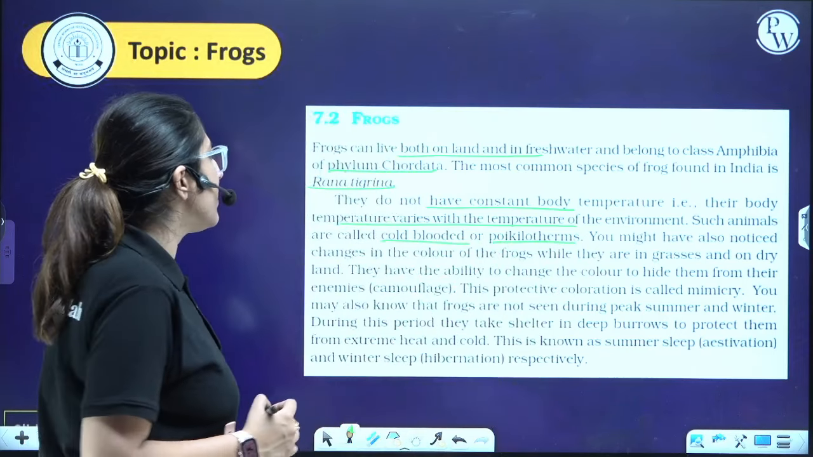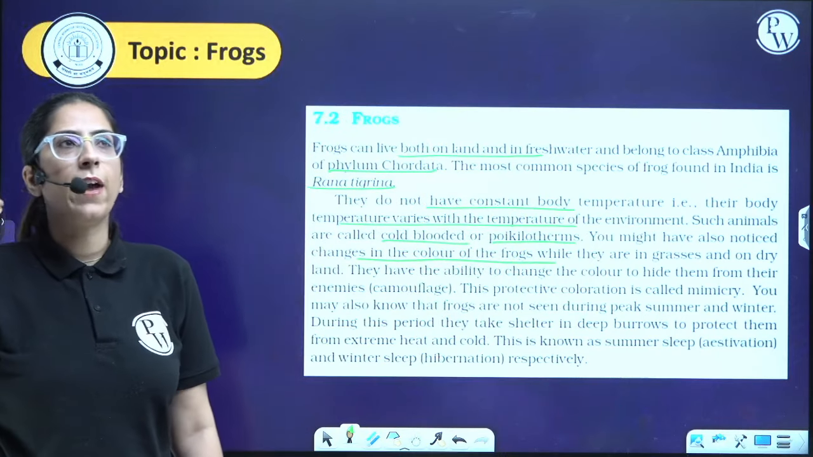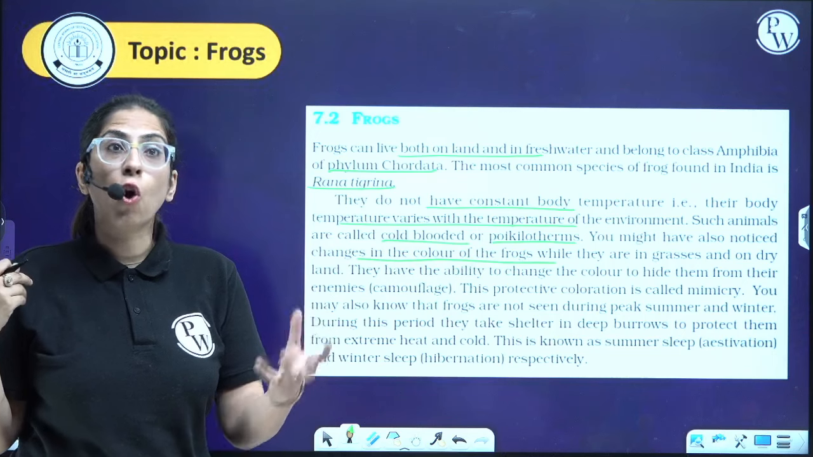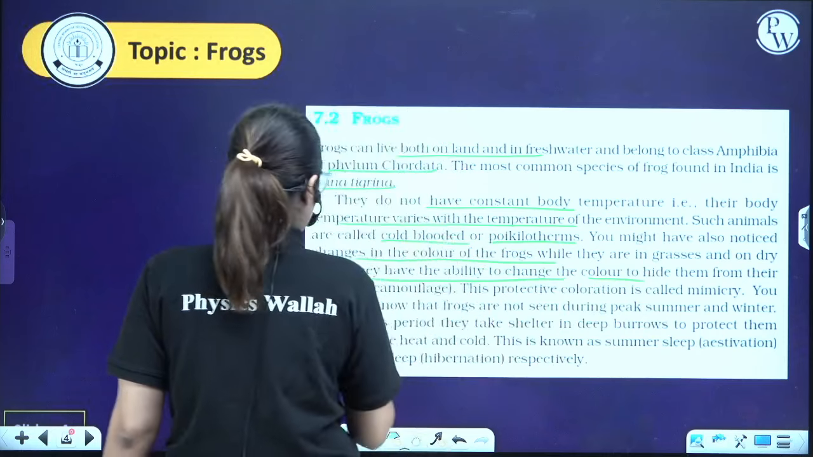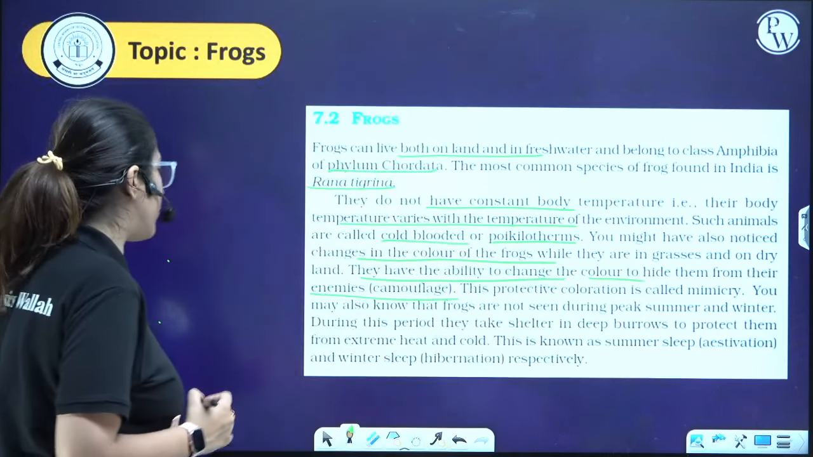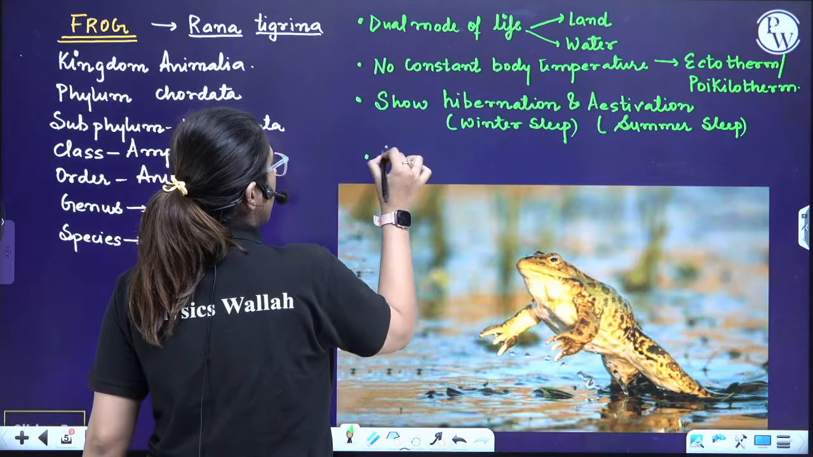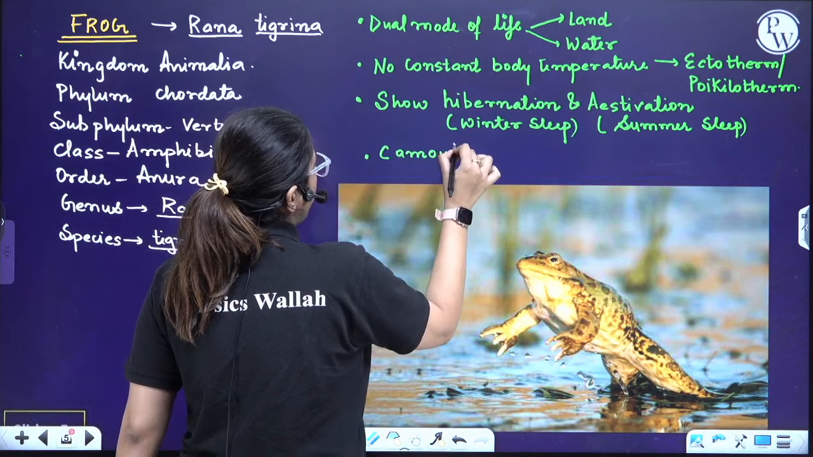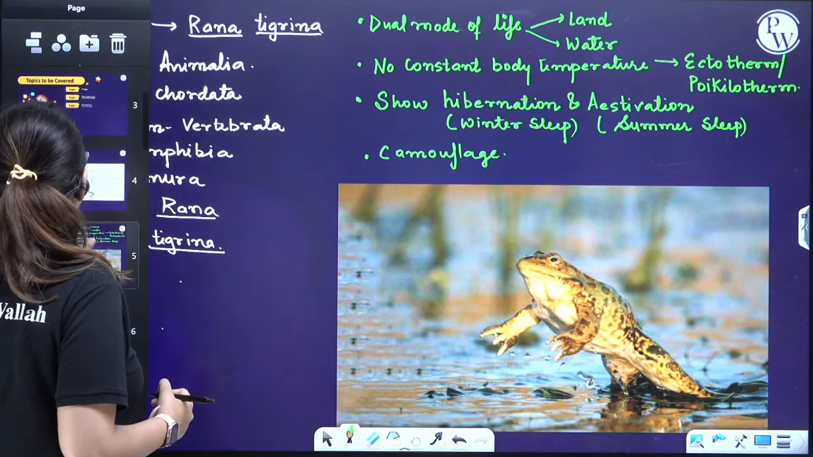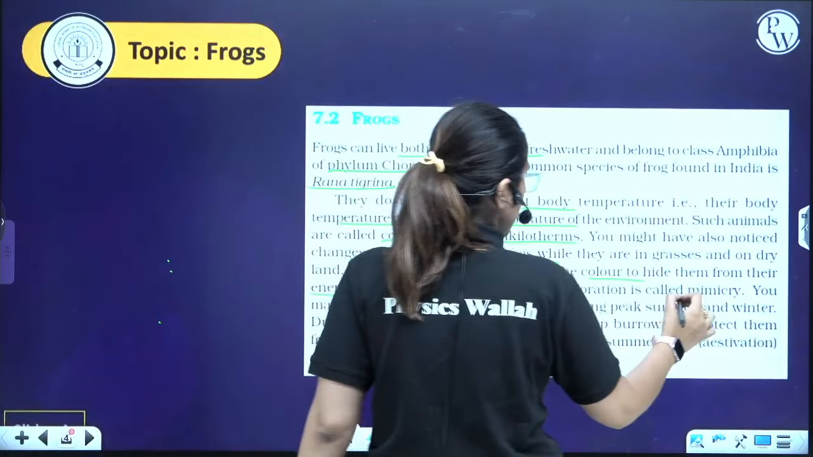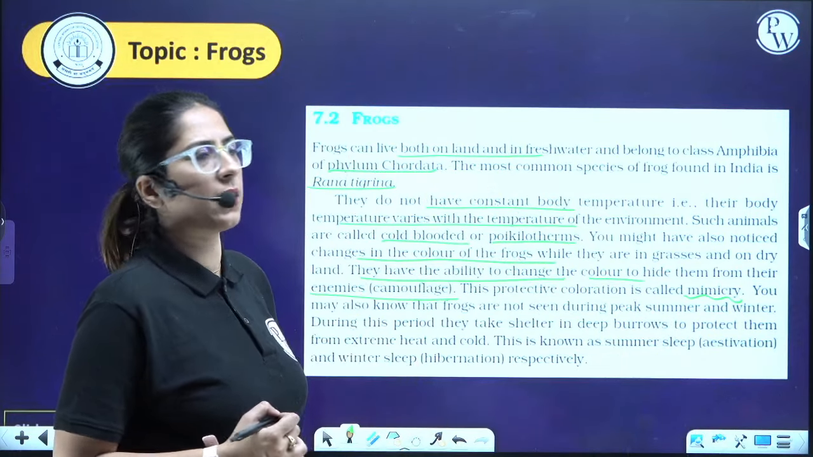You might have also noticed the change in the color of the frog. When they are in grasses, they are green in color. And when they are on a rock, they are brownish in color. So they have the ability to change color and hide themselves. This is termed as camouflage, right? So let's write that also, camouflage, another feature. Clear? Now, moving on to the next. The protective coloration is termed as mimicry, right? For protection, if they change the color, it is mimicry.